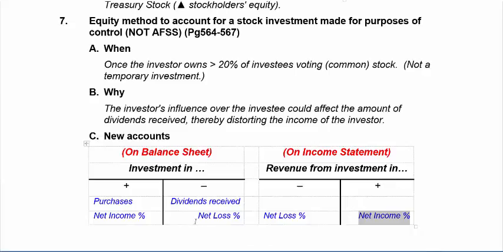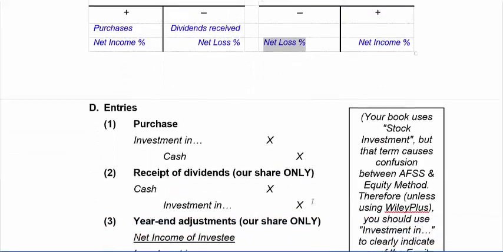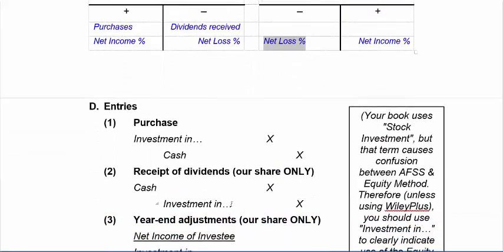In case of a net loss, you would decrease your investment in that company, and on the income statement the net loss would show up as loss from investment in name of company. So in Wiley Plus, they kind of make you use a stock investment account, but that account is getting used for so many different things you get really confused about what is what. So for us, you're just going to concentrate on available for sale securities and on the equity method.